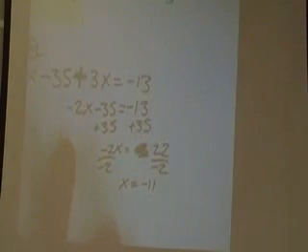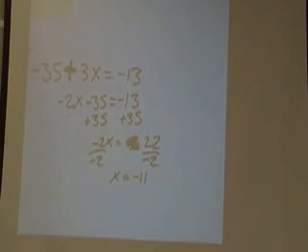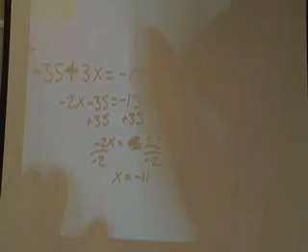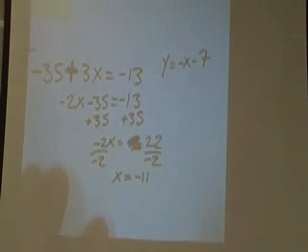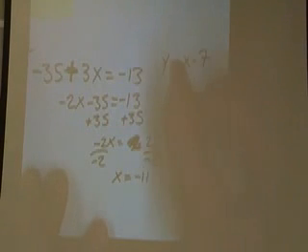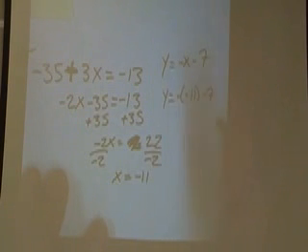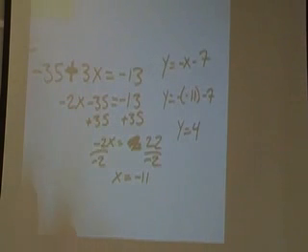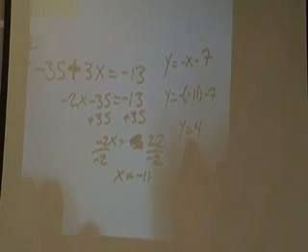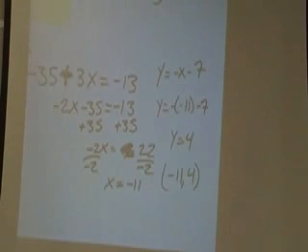What we can do is figure out what y is also. We can take one of our original equations. Now we know x, we can figure out what y is. y is the opposite of x minus 7. The opposite of negative 11 minus 7 is 4. The solution of this system of equations is negative 11, 4. And that's how you use substitution to solve a system of equations.